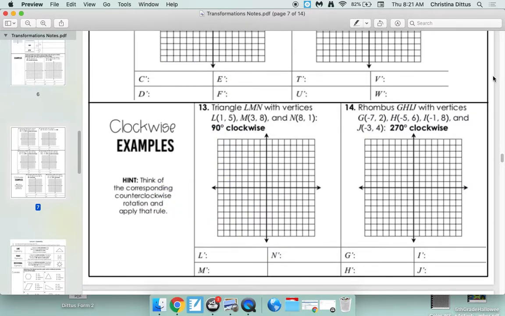All right, so if I'm going 90 degrees clockwise, that's like going how many degrees counterclockwise? 270. 270 counterclockwise. Okay, so you're following that rule as 270 counterclockwise, which is the one we just did. (x, y) becomes (y, negative x). All right, so let's plot our original. We got (1, 5), (3, 8).